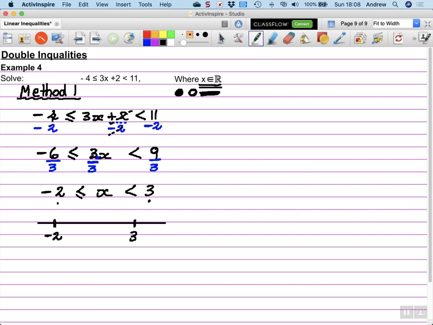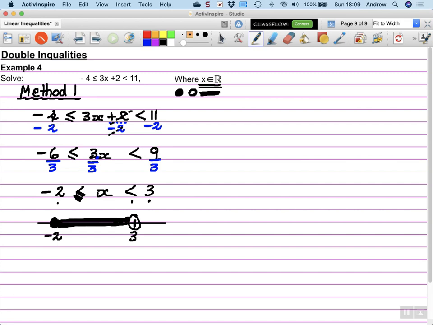Now, I need to look here very carefully. At this boundary point, I have an equal sign, and because I have an equal sign, that's a closed circle. There is no equal sign here, so this is an open circle. And the x is in between the two. So I've got to do a shaded line in between the two, make it obvious. And there's the picture.